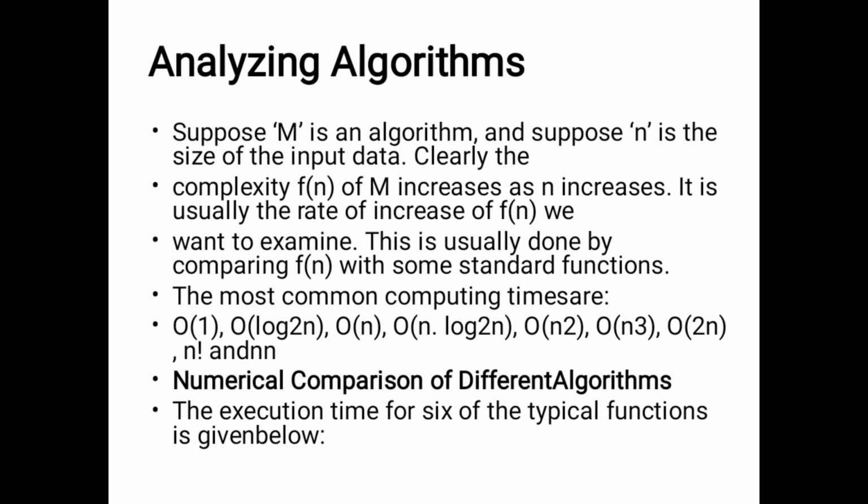First one is constant, big O of one. Here the statement will be executed by the compiler only once. In that case we take constant values. Next one is linear. Here the statement will be executed by the compiler n number of times. Then we take the linear case, big O of n.